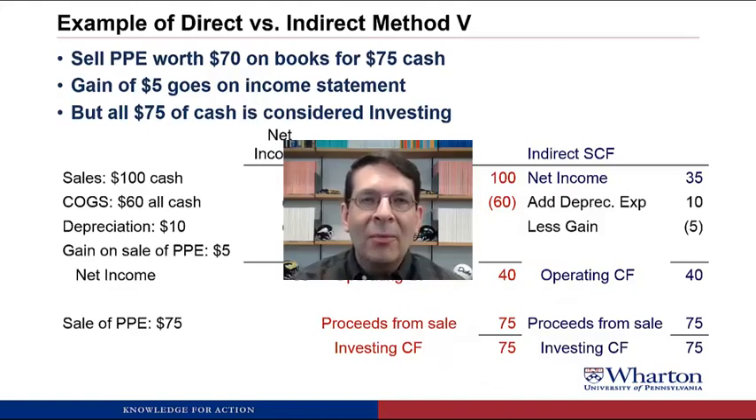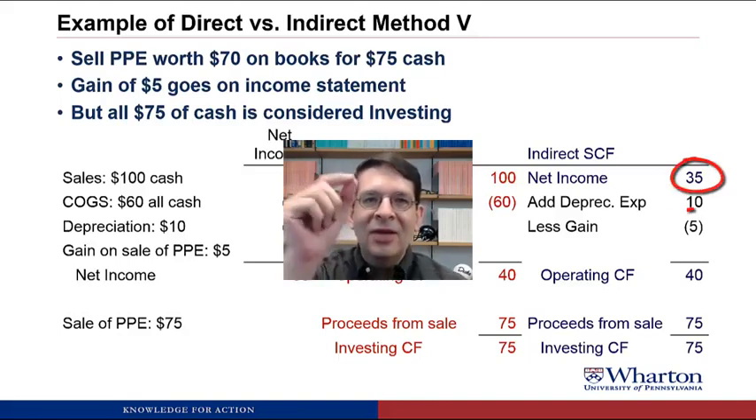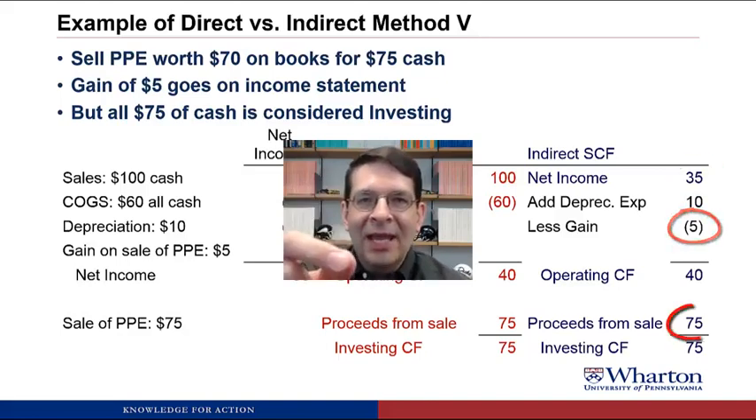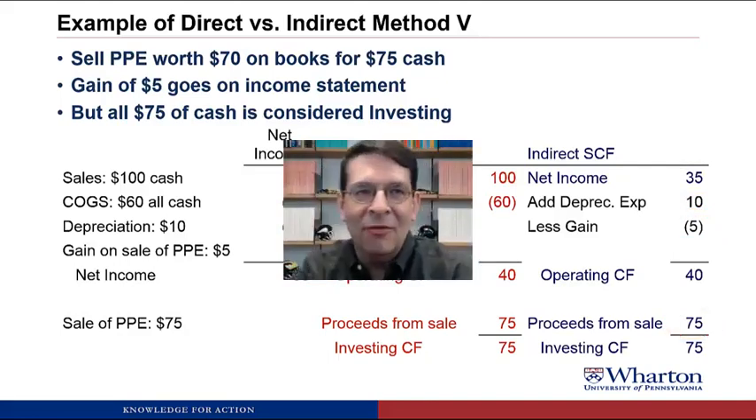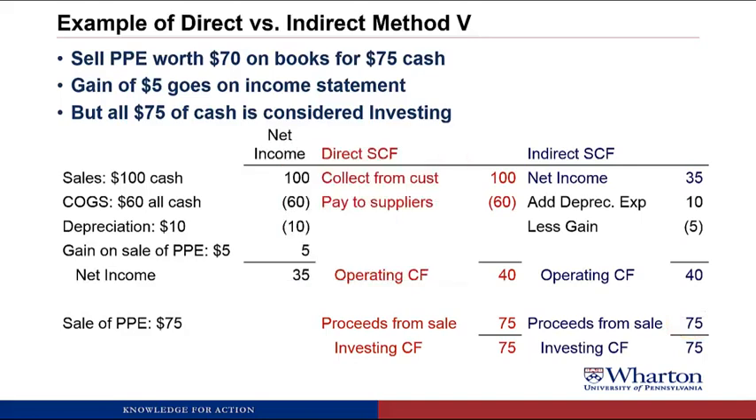So the way to remember how to deal with gains and losses on investing activities in the operating section is the Hokey Pokey. I don't know if you remember this little song and dance, but it goes something like this. You put the gain in, you take the gain out, you put the gain in and you shake it all about. You do the hokey pokey and you turn yourself around. That's what it's all about.